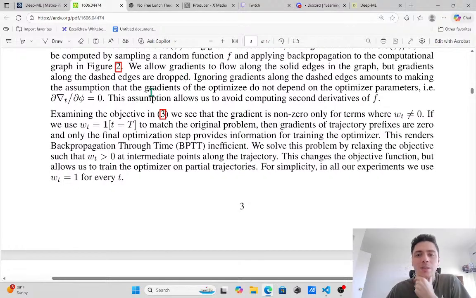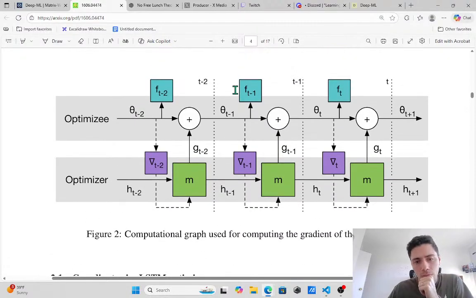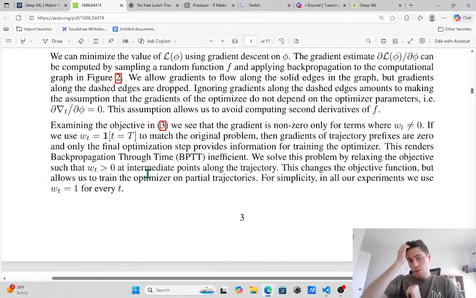Assumption of the gradients. We allow the gradients to flow along the solid edges in the graph, but the gradients along the dashed edges are dropped. I'm assuming it doesn't backpropagate through these dashed lines, it's just the forward, like passing along the parameters.